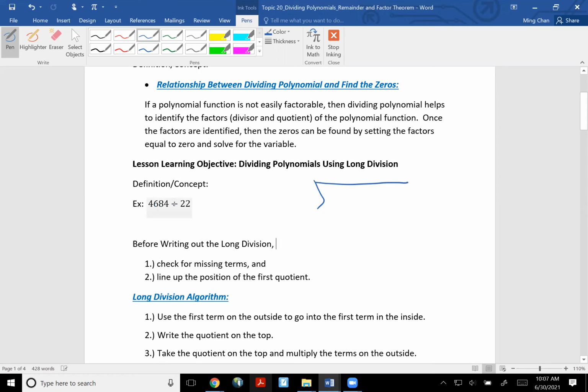All right. Dividend divided by divisor. 22 goes on the outside, 4684 goes on the inside. 22 cannot go into 4, so 22 has to go into 46. My first quotient goes on top of the 6. Normally we know 22 will go into 46 about 2 times, right? After you write a 2, you write 44 right below 46. I do agree with that, but where did the 44 come from? The 44 comes from 2 times 22.